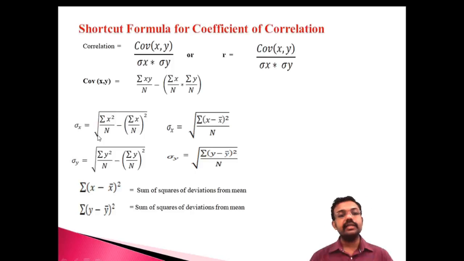One formula for the standard deviation of x is the root of sigma x square divided by n minus sigma x by n all square, and another is the root of sigma x minus x bar square divided by n. Similarly for y, the same elements apply with no change, only y in place of x. The standard deviation of y equals the root of sigma y square divided by n minus sigma y by n all square, or the root of sigma y minus y bar square divided by n. You can use any formula.